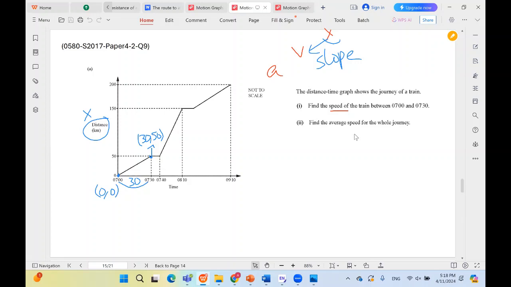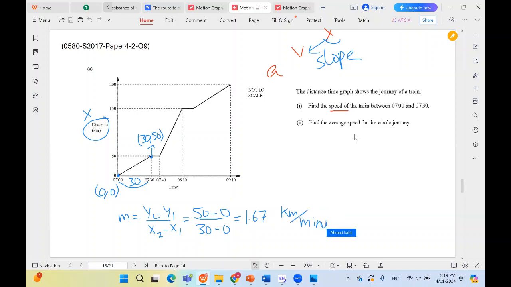Now, in order to get the slope, we are going to write y2 minus y1 over x2 minus x1. And this is 50 minus 0 over 30 minus 0. And this gives us 5 divided by 3, which is 1.67 kilometers per minute.